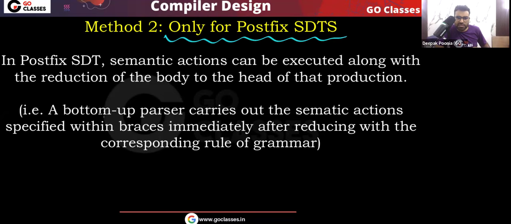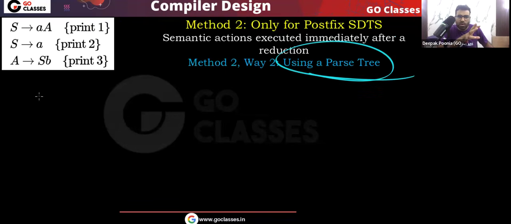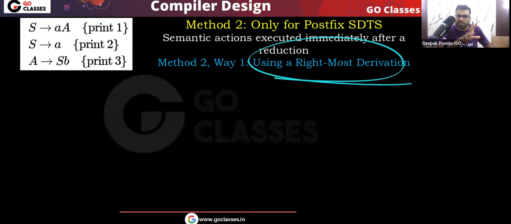What is the method? The method is very simple. A bottom-up parser will carry out the semantic action after reducing the corresponding production rule. This means that when we are reducing a production rule, immediately after the reduction, you execute the corresponding semantic action. In this method number 2 also, there are two ways: either we can solve the question using a parse tree, or using rightmost derivation.